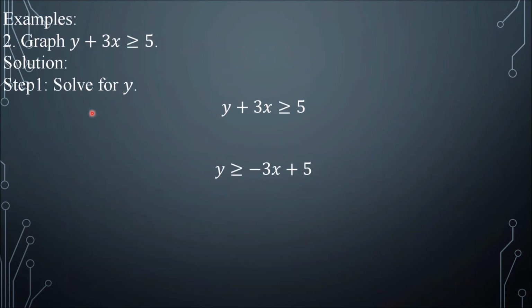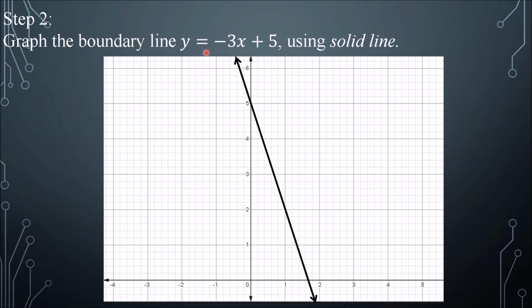Let's have number 2. Graph y plus 3x is greater than or equal to 5. So we need to convert this to slope-intercept form. Transfer 3x to the other side to isolate y. So we have y is greater than or equal to negative 3x plus 5. This will be used in graphing. So we need to change that to an equal sign, or equation.